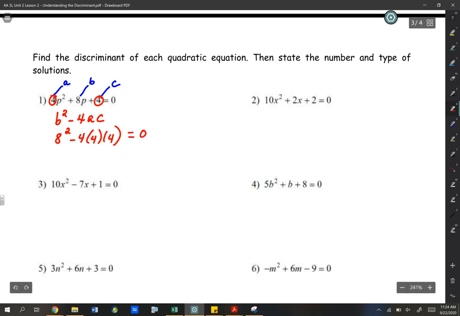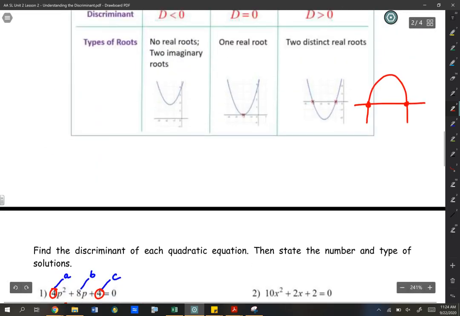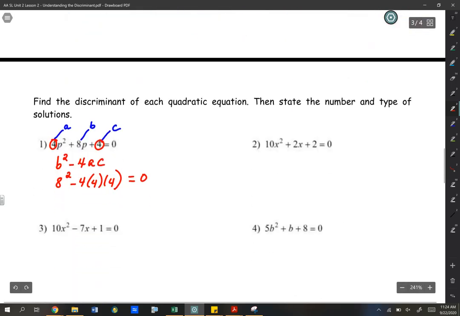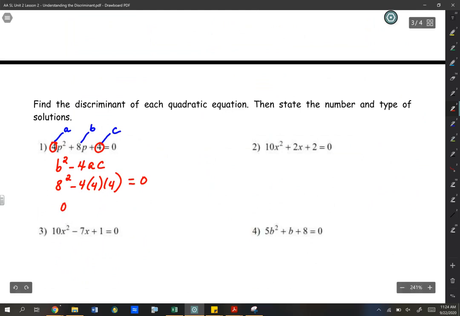So when the discriminant is equal to 0, that means that we have one real solution. That's going to be this example, one real root. So we'll put 0, 1 real solution. Okay, same thing for number 2, b squared minus 4ac.